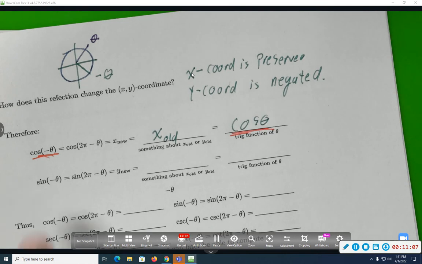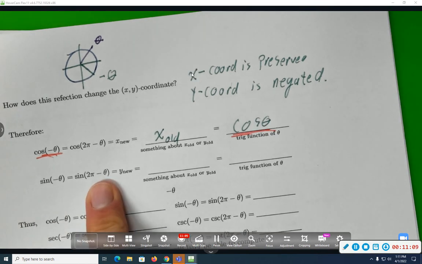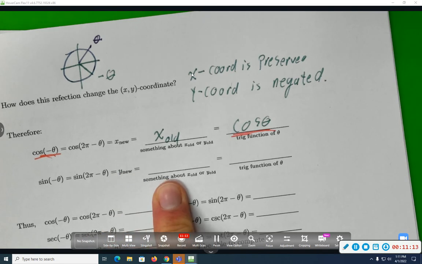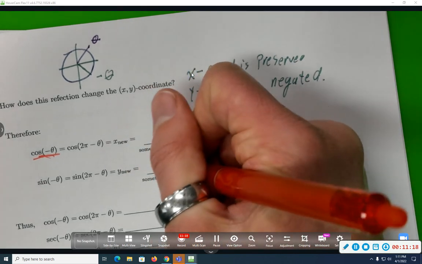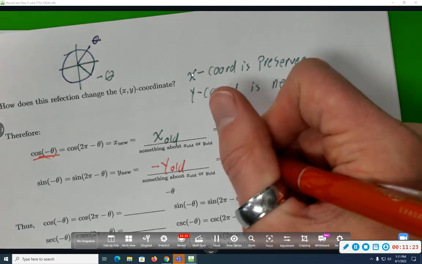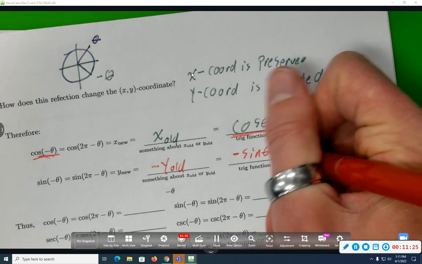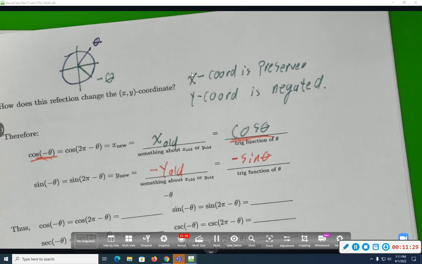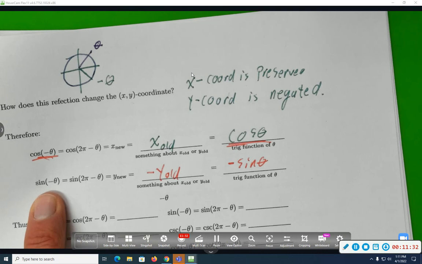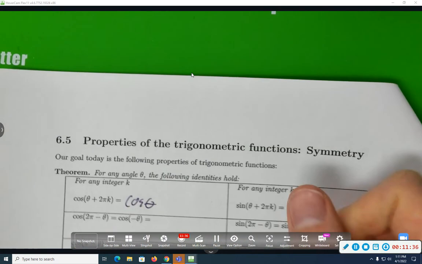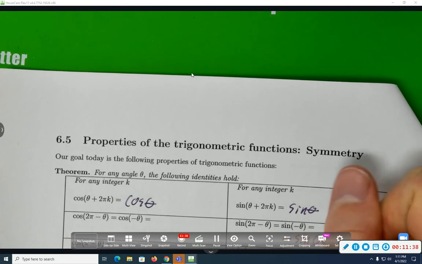Let's do the same for sine. Sine of negative theta, or sine of 2 pi minus theta, that's the new y-coordinate. What's the new y-coordinate in terms of the old y-coordinate? And which trig function gives you a y-coordinate? So this will be negative sine theta. Nice. So there's a fact. Instead of thinking about sine of negative theta, you can instead think about negative sine theta. And I'm just putting that on that cover page.